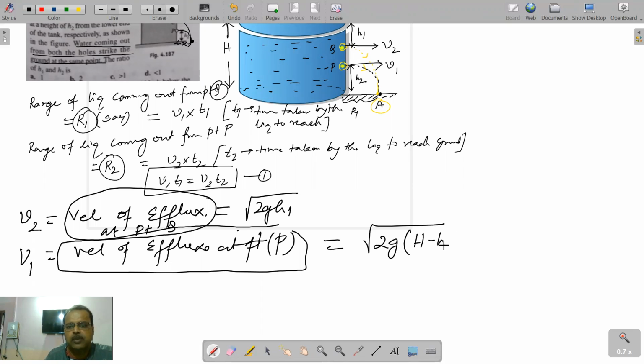So it comes down to H minus H2. So this is equation number 2, and this is equation number 3. So we have got these two equations over here.